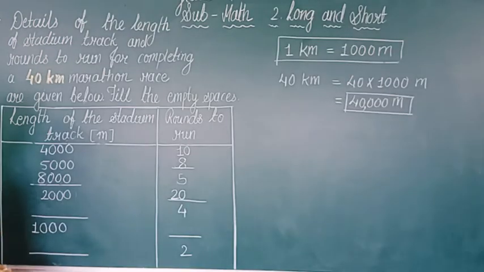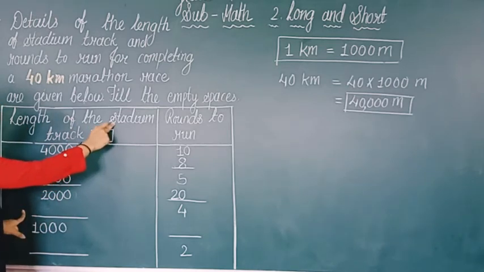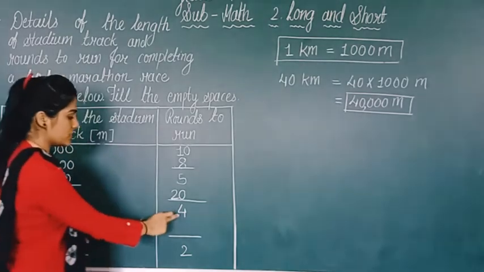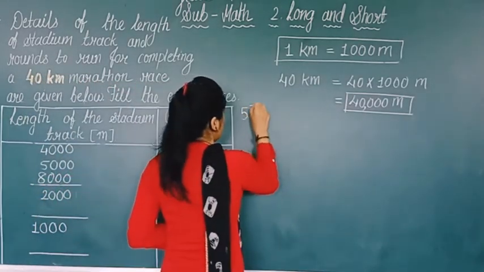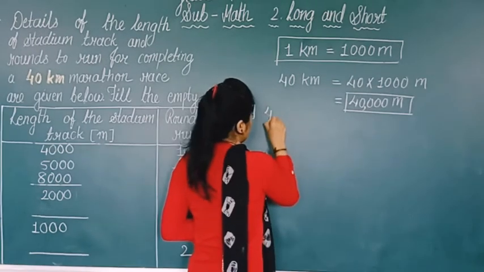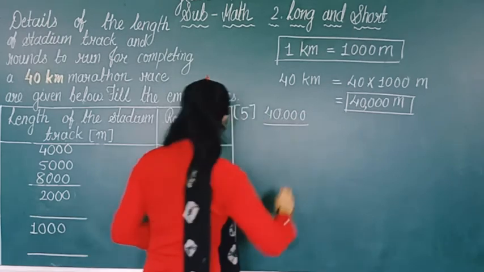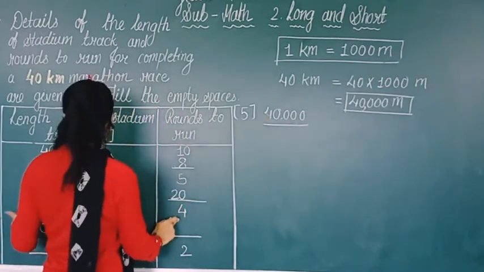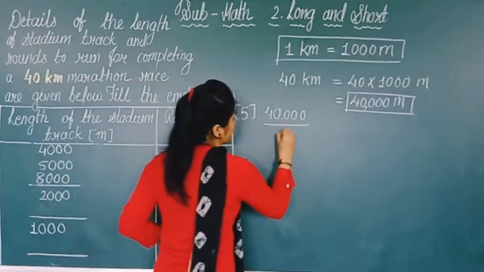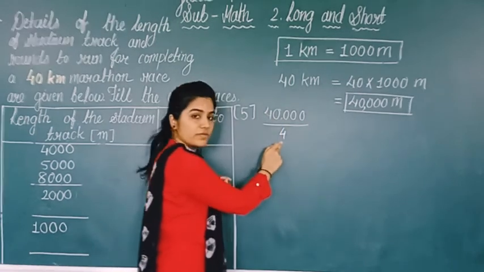Understood? We are on number 5. Look at this 5 number. This space is empty. That means we need to find this area of stadium track, and we are having this rounds to run, which is 4, right? So in 5 number, again we are taking this 40,000 and we are dividing this 40,000 with this 4, because this 4 is given in front of this 5 number, right? We have to divide this 40,000 with this 4.